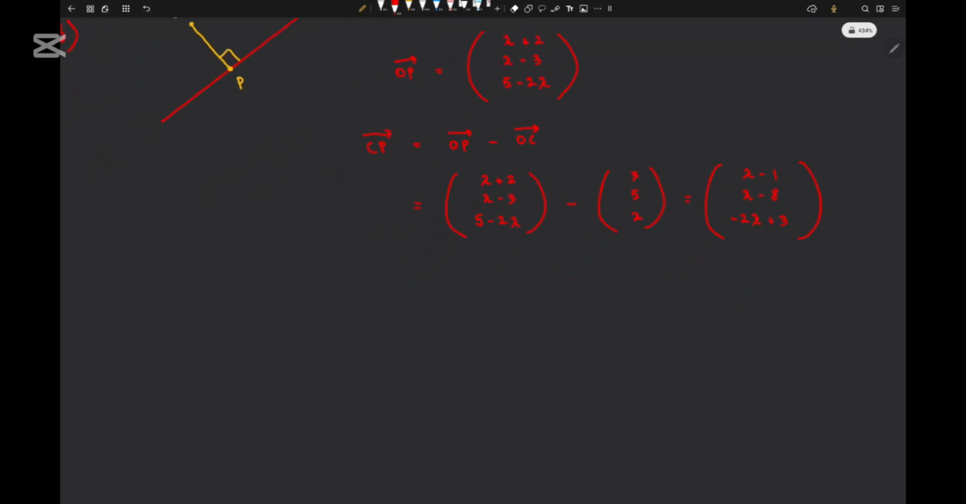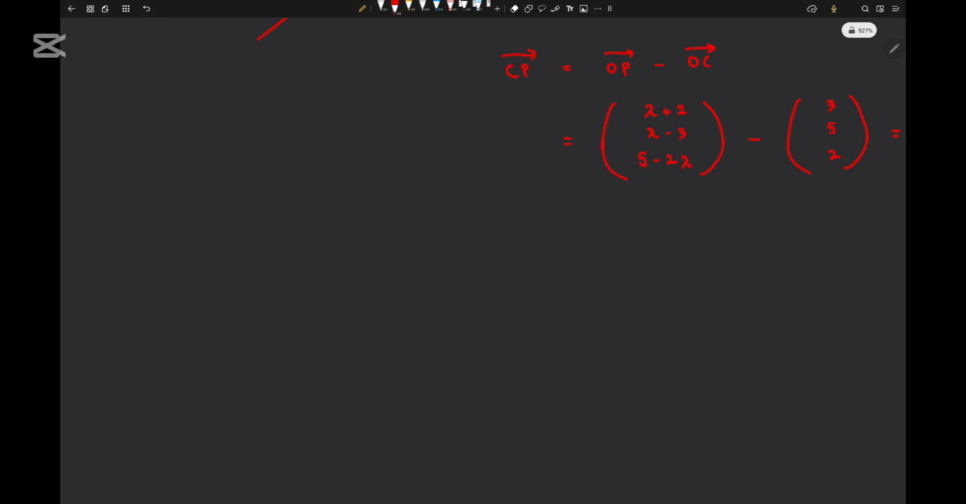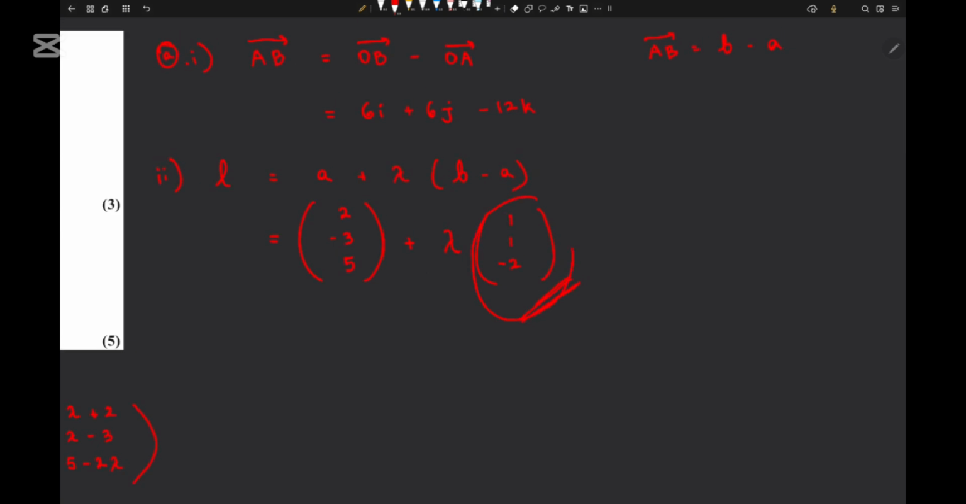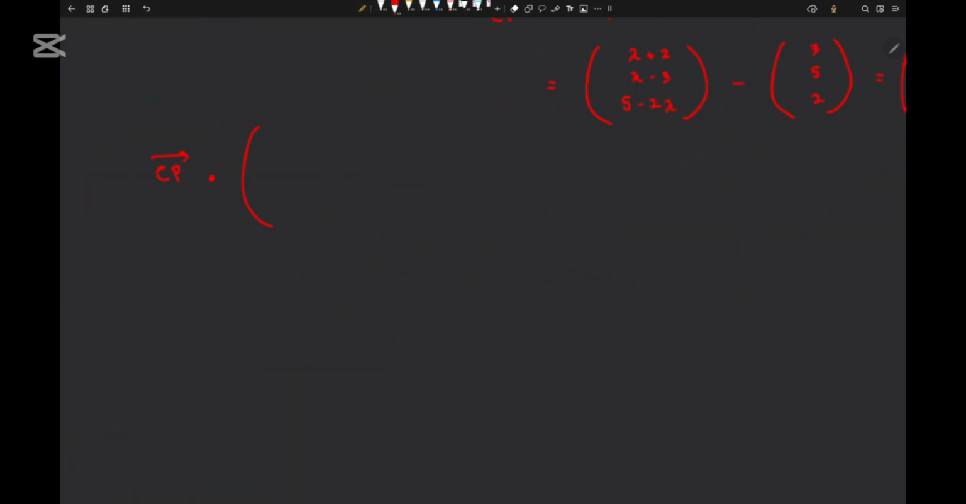So that is the CP vector. Now if I multiply the CP vector by the gradient of line L, so the gradient of line L is 1, 1 and minus 2. So that's 1, 1 and minus 2. This should give us a value of 0 because they are two perpendicular vectors.